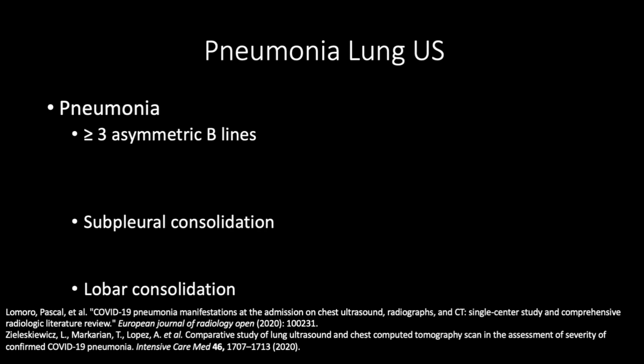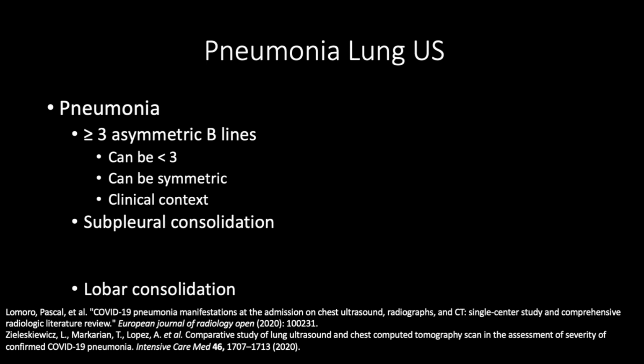So how do you diagnose pneumonia with lung ultrasound? The easy way is if you see asymmetric B lines, subpleural consolidations, or larger lobar consolidations. But there's some issues here because sometimes pneumonias can have less than 3 B lines. In this case, I think this patient only had 2 B lines in one of those lung zones, and it can be symmetric, which COVID often is.